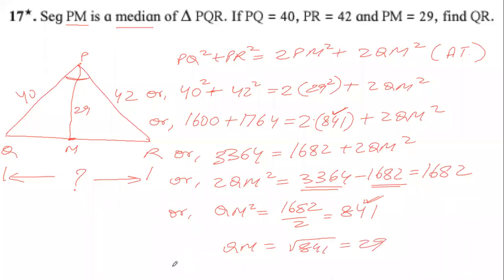Now finally tell me how much is QR. 2QM, how much is it? All of you are so fast. How much is QR? If QM is 29, how much is QR? 58. Thank you. So we will write QR equals 58 units. Done.